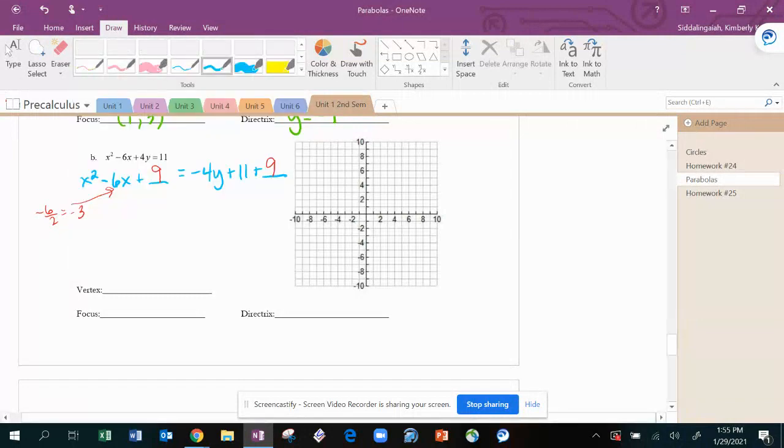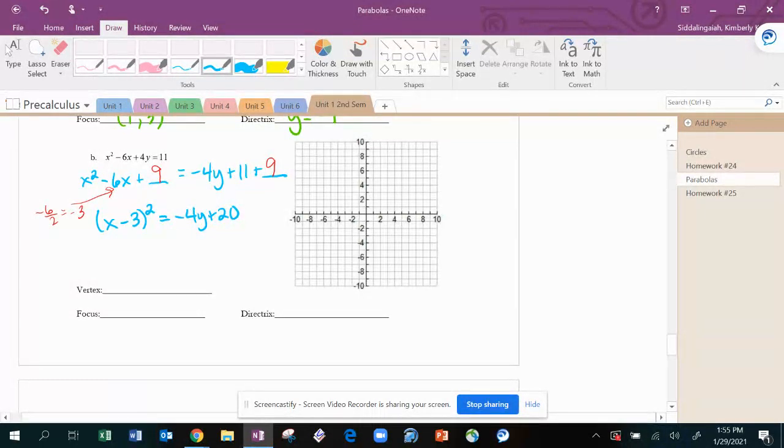By the way, I kind of know I'm on the right path because I'm just sort of looking. 11 plus 9 is 20, and 20 is divisible by 4. So I can factor that 4 out. So life is going to be good. So this left side is (x minus 3) quantity squared. This right side is -4y plus 20.